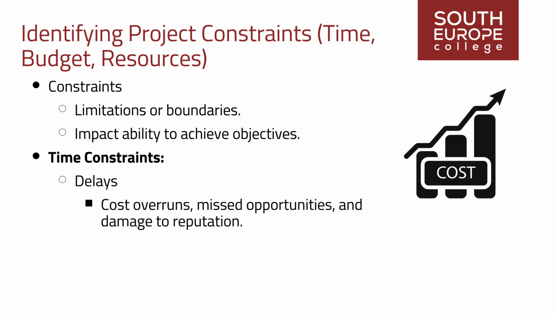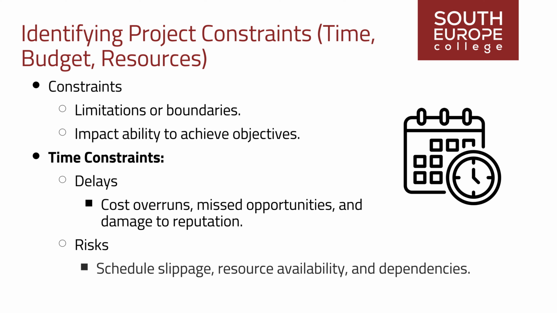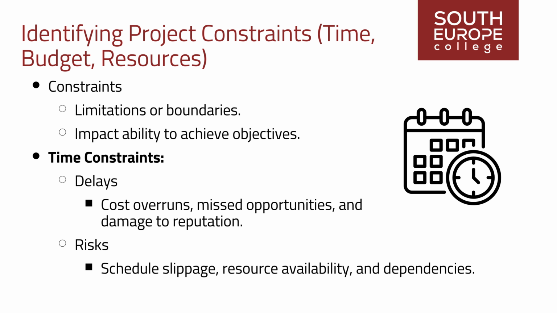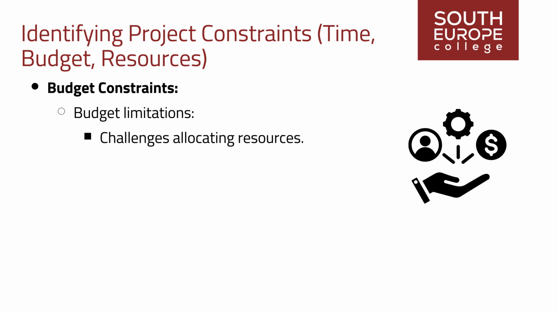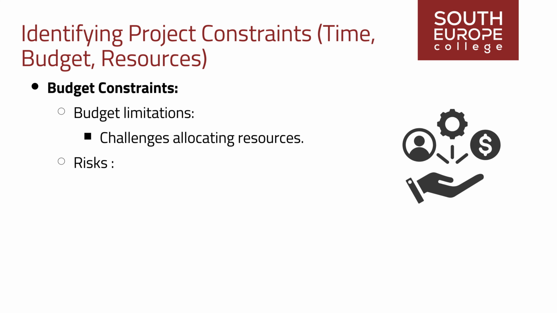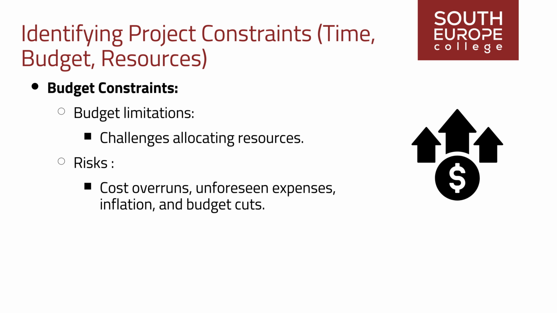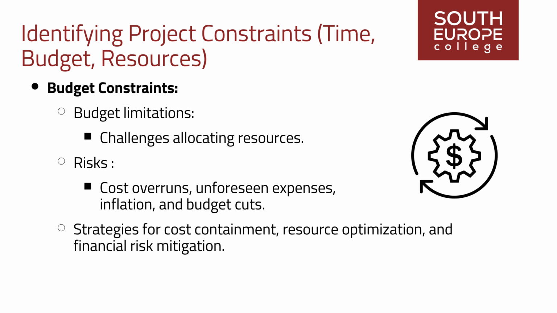Assessing time constraints helps in identifying risks related to schedule slippage, resource availability, and dependencies on external factors. Budget constraints. Budget limitations pose challenges in terms of allocating resources efficiently and controlling project costs. Risks associated with budget constraints include cost overruns, unforeseen expenses, inflation, and budget cuts. Identifying these risks allows project managers to implement strategies for cost containment, resource optimization, and financial risk mitigation.